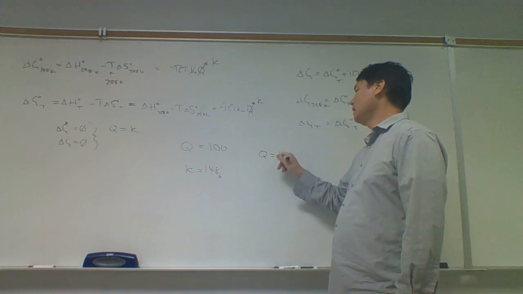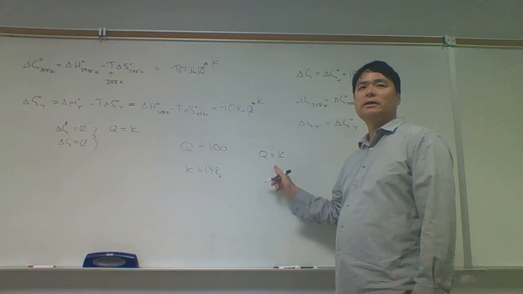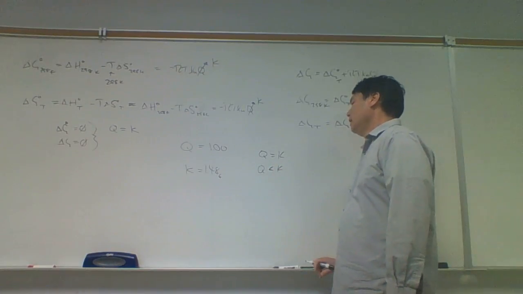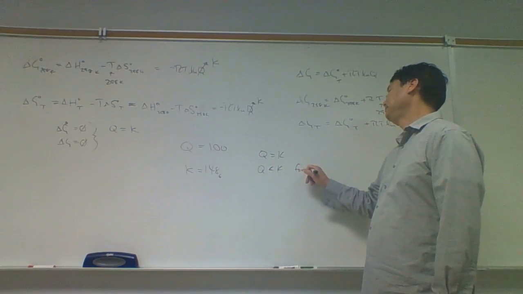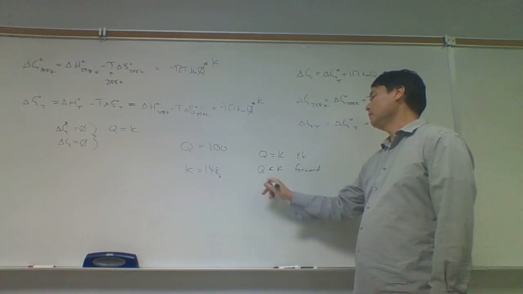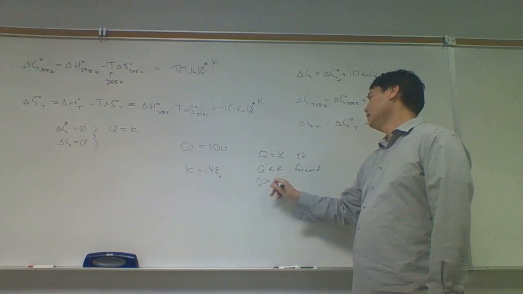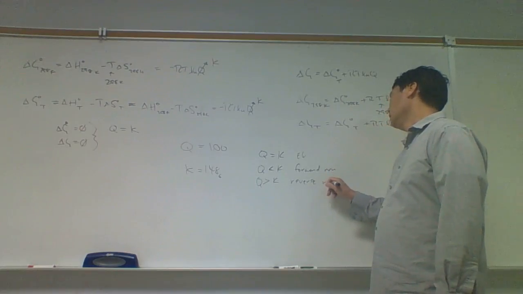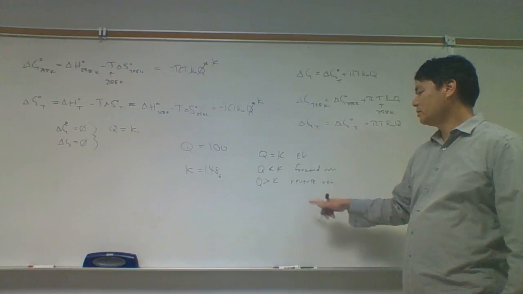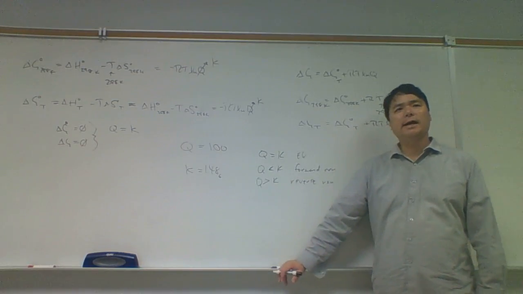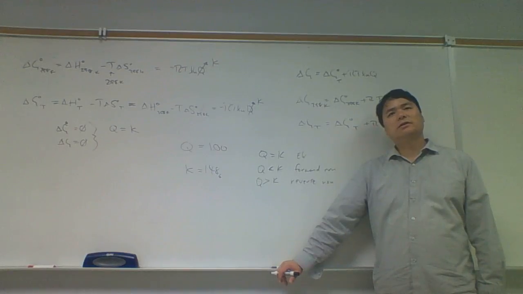If Q is equal to K, then we're at equilibrium. We don't have to do anything. It's already at equilibrium. If Q is less than K, then we need forward reaction. To reach equilibrium, if Q is greater than K, then we need reverse reaction. And so forward reaction occurs, reverse reaction occurs under these circumstances because eventually we want to end up at K, correct? And K is just the number that you calculate from the equations.